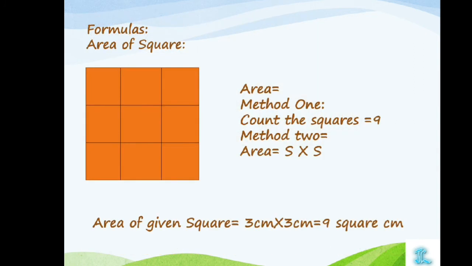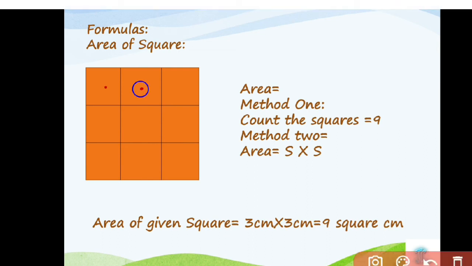Now this we did by counting the squares. There are formulas also. By formulas also we can do it. Now first, let's see the area of a square formula. Method 1 is to count the number of squares. In this, if we count the number of squares, how many are there? 1, 2, 3, 4, 5, 6, 7, 8 and 9. And now the second method is side into side.